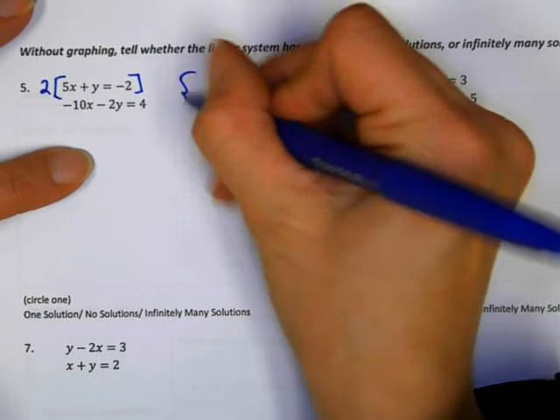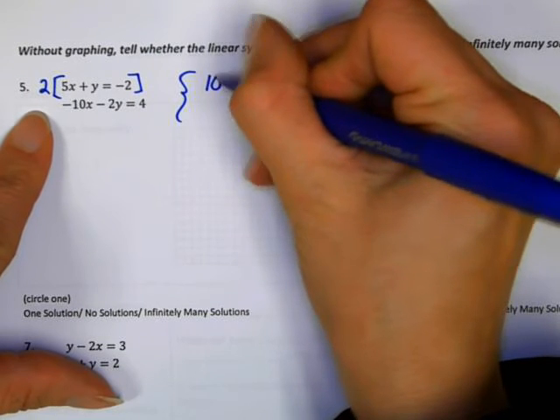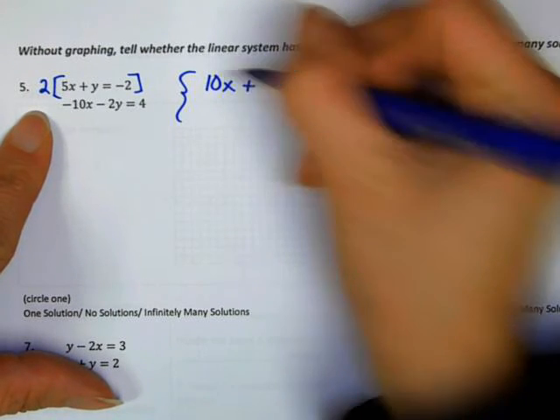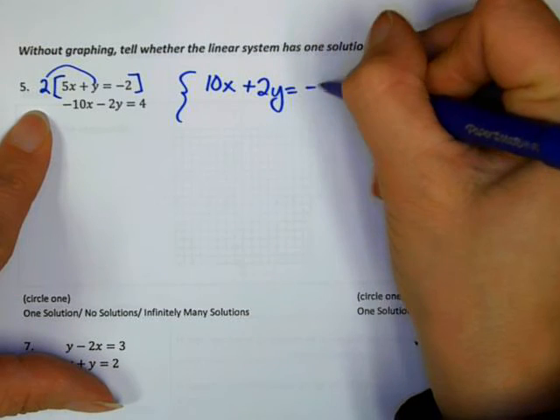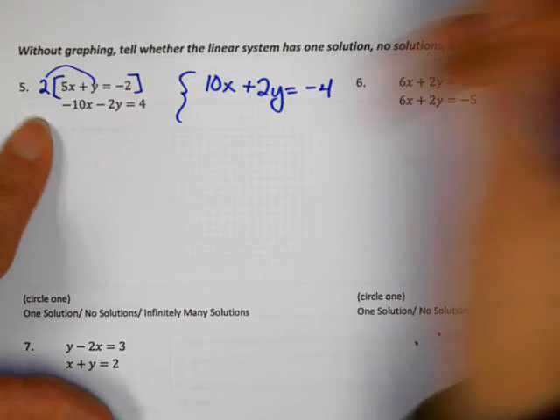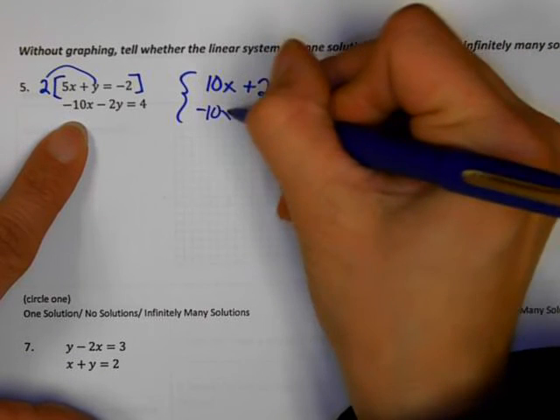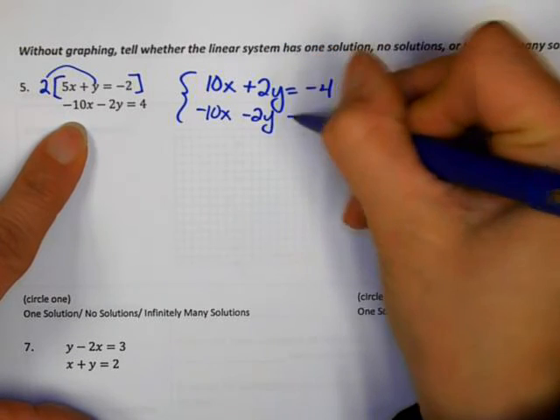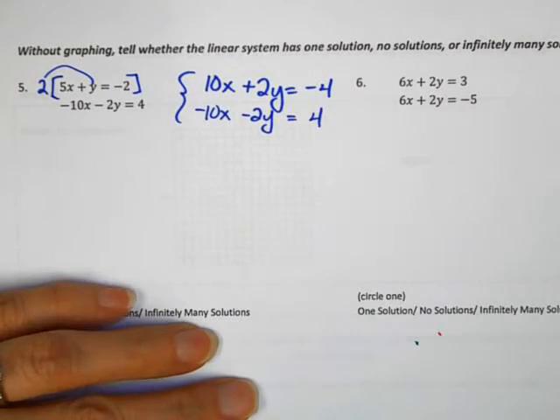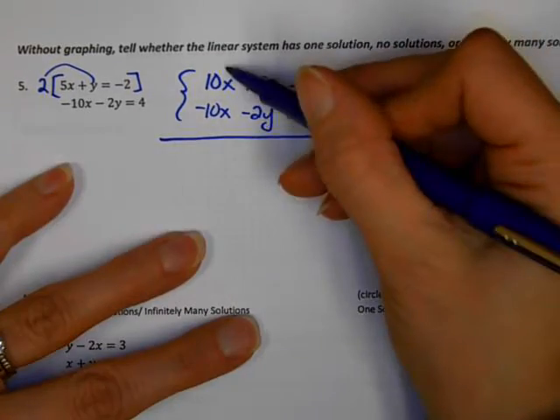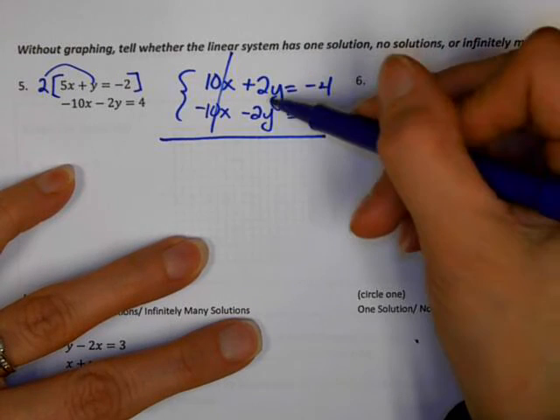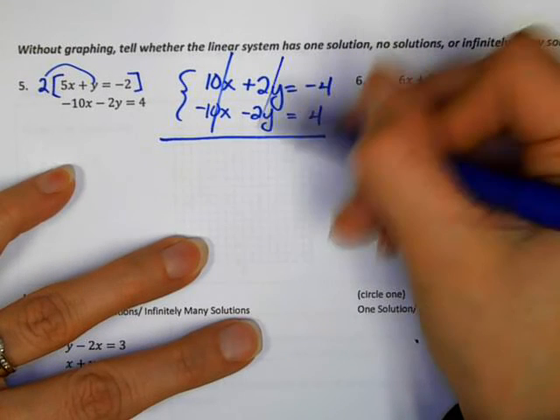So the system is now 10x plus, distribute there, 2y equals -4. And then the bottom equation is -10x minus 2y. I just leave the bottom equation the way it is. Now we're all set up and ready to go for elimination. The x's are canceling out. The y's add up. Oh, those cancel out too.